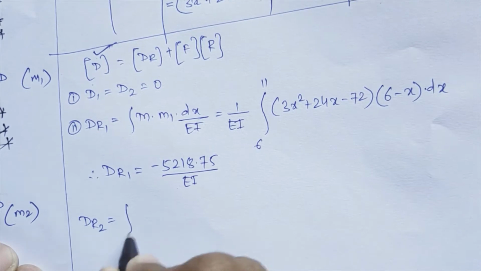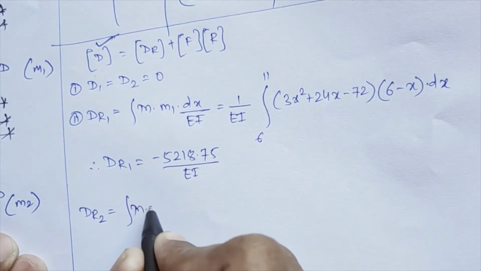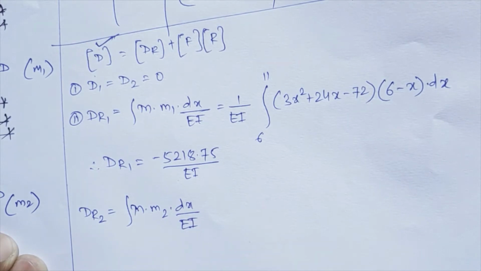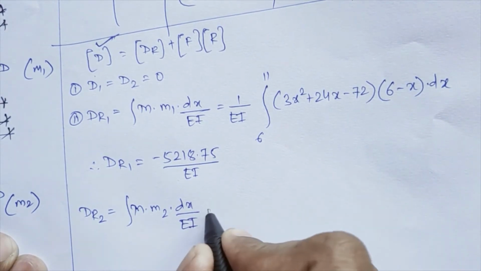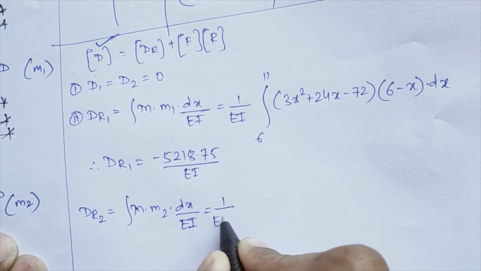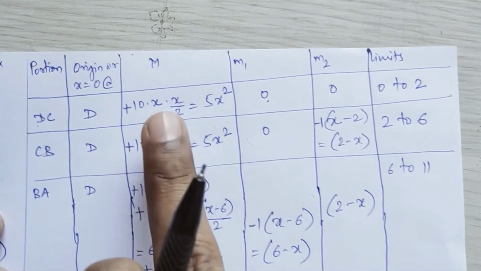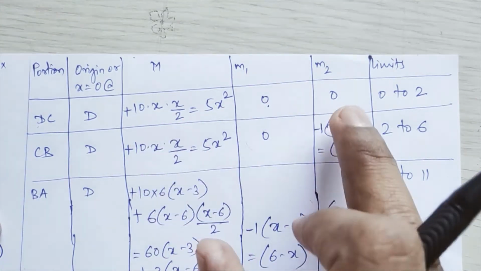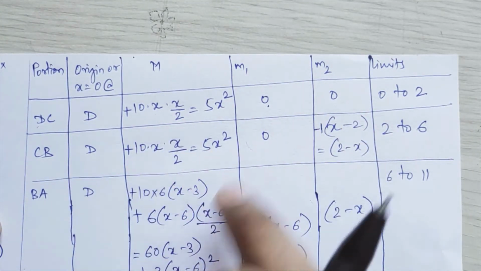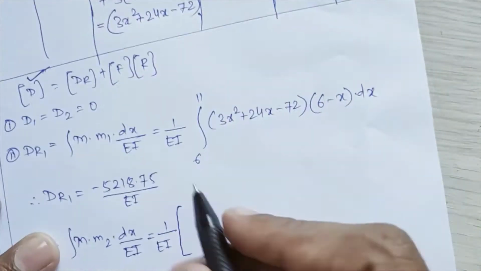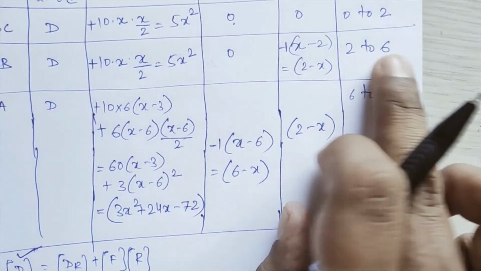Same way, we will calculate dr2. Now dr2 will be equal to integration of m into m2 into dx upon EI. Again EI is constant for all the portions, so I'll take the constant outside. Now you have to multiply m into m2. For the first portion that will become 0. We'll solve for the second and third portions. For CB you have 5x square into 2 minus x, with integration limits from 2 to 6.